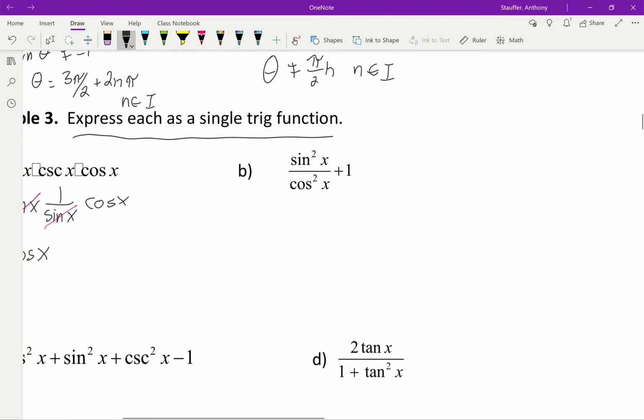Moving on to my next one. What we have right here is sine squared x all over cos squared x plus 1. Well, we know that sine over cos is equal to tangent. So this would give me tan squared x plus 1. But what does tan squared x plus 1 equal from looking at our formula sheet or from above? It equals sec squared x.